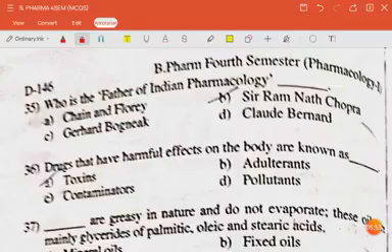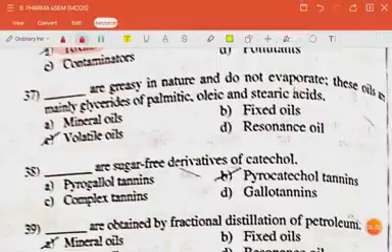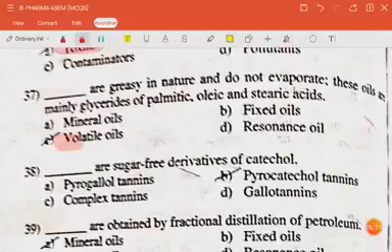The next question is, the father of experimental medicine is Claude Bernard. The next question, who is the father of Indian pharmacology? So the answer is Sir Ram Nath Chopra. The next question is, drugs that have harmful effects on body are known as toxins. The next question is, dash are greasy in nature and do not evaporate. These oils are mainly glycerides of palmitic, oleic and stearic acids. The answer is volatile oils.